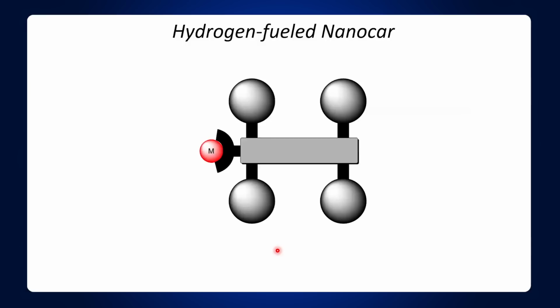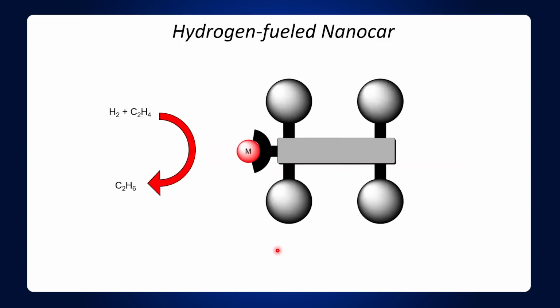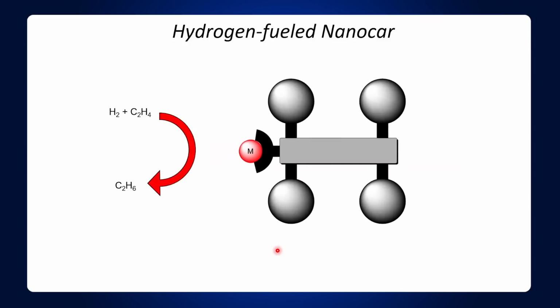Then we thought, could we have a hydrogen-fueled nanocar? So the idea is if we had a metal catalyst on the end, take hydrogen and ethylene, and that would form ethane, and as it's throwing out ethane, it would act as a fuel source to push it along. That was sort of the thought.